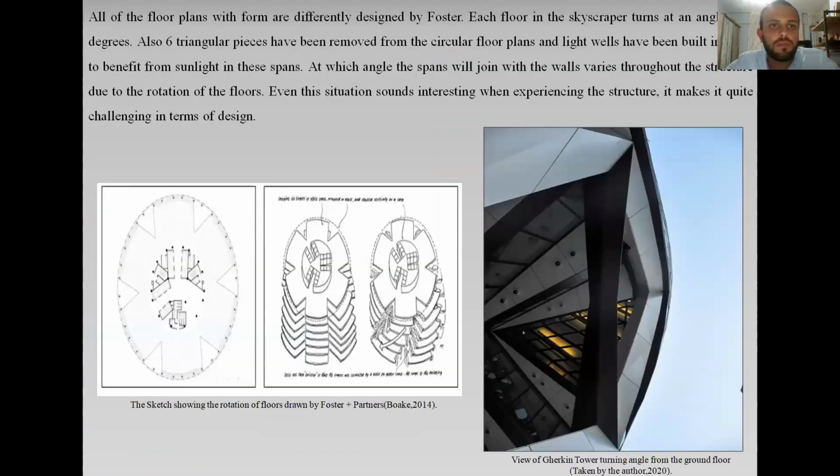All of the floor plans are differently designed by Foster. Each floor in the skyscraper turns at an angle of 5 degrees. Also, 6 triangular pieces have been removed from the circular floor plans and light wells have been built in order to benefit from sunlight in these spans. At which angle the spans will join with the walls varies toward the top of the structure due to the rotation of the floor.